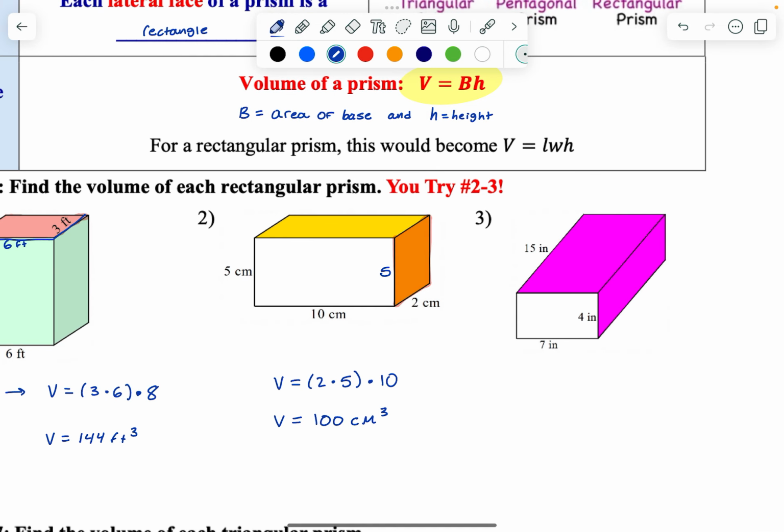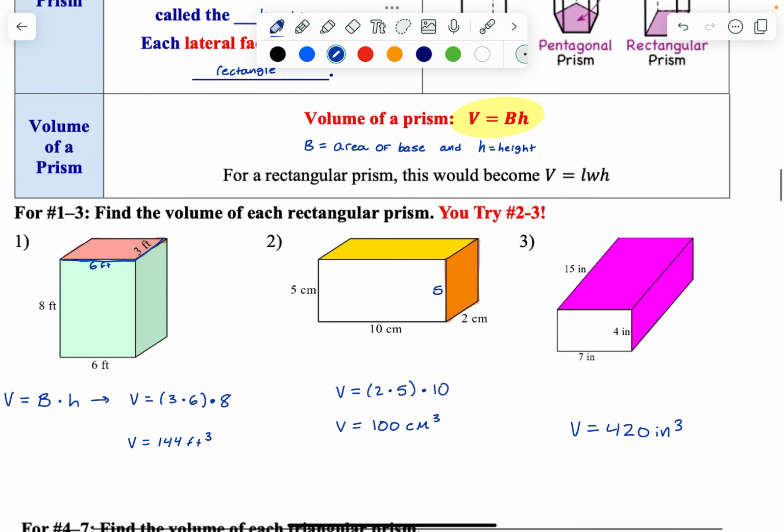For that last one, I'll let you explore it, but you get that the volume is equal to 420 inches cubed. Identify the base, find the area of the base, then multiply it by the height. Those are rectangular prisms. Rectangular prisms are definitely the easiest one that we're going to see.